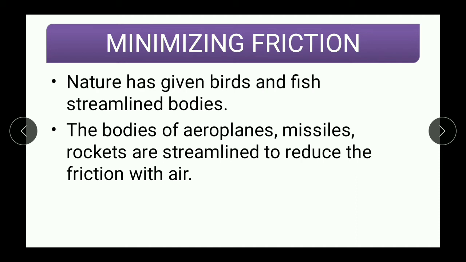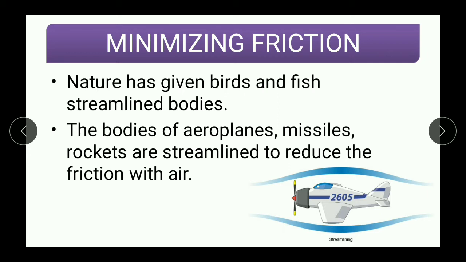And for that sake, even vehicles like cars and ships are also streamlined to offer less friction. So this is a picture of an aircraft where the front part is rounded and the back part is narrower.